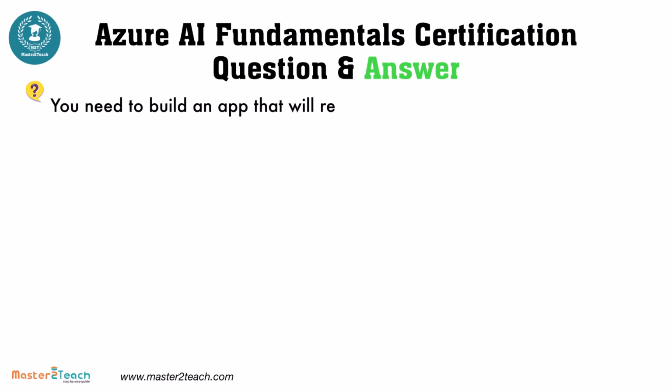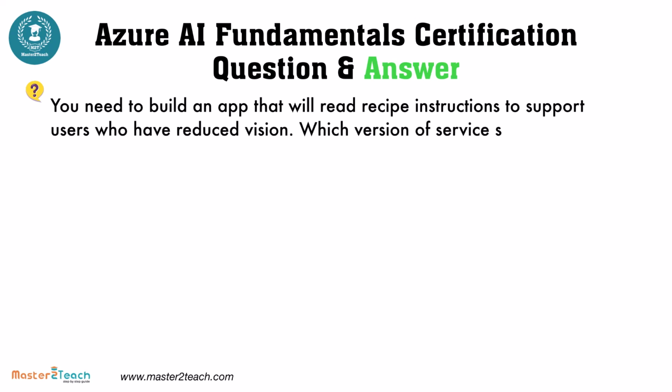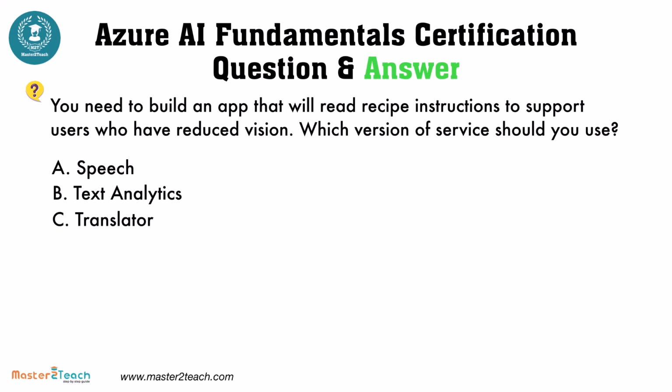You need to build an app that will read recipe instructions to support users who have reduced vision. Which service should you use? The options are A. Speech, B. Text Analytics, C. Translator, D. Language Understanding.